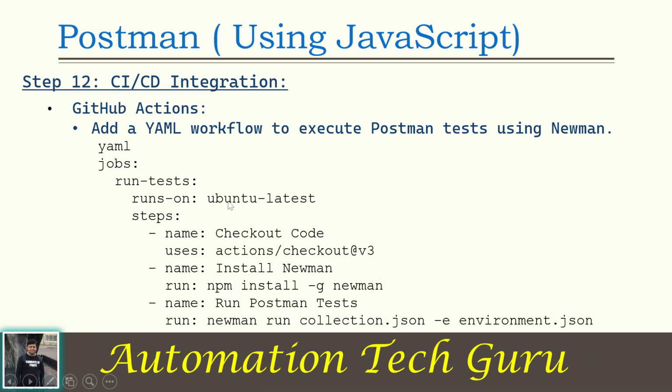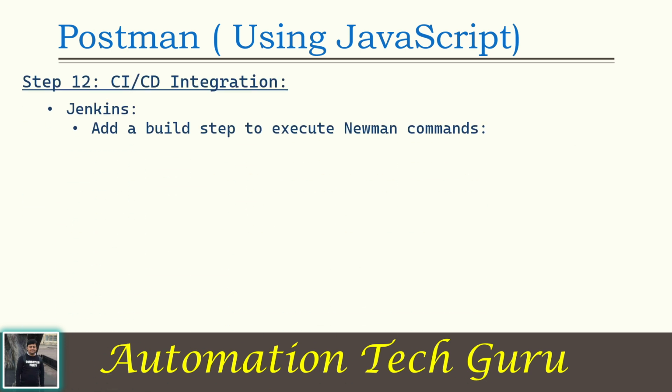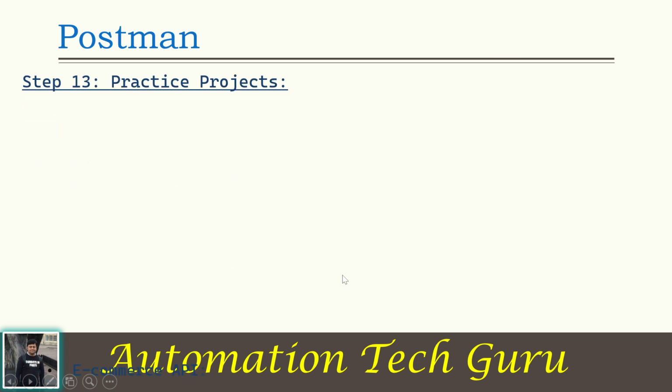So this will be the YAML file, and that can be used for executing through Newman. Next is Jenkins. So add a build step to execute the Newman command. You can use newman run collection.json -e environment.json, and you can run that.